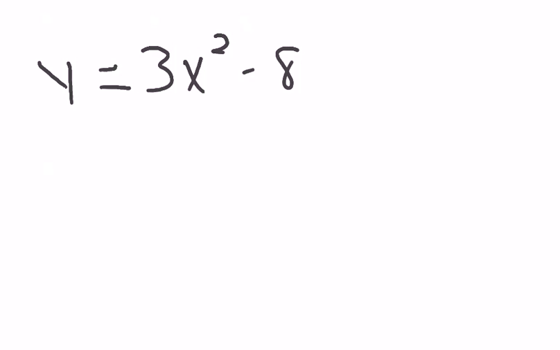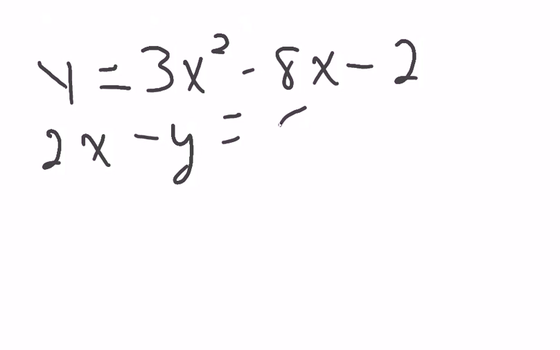Okay, next example, we want to be able to find the solution to the system. And so again, we can use some of the strategies that we used for linear systems, which meant substitution or elimination. Those both will work for these systems. So our system, y equals 3x squared minus 8x minus 2 and 2x minus y equals 5. So let's look at substitution.